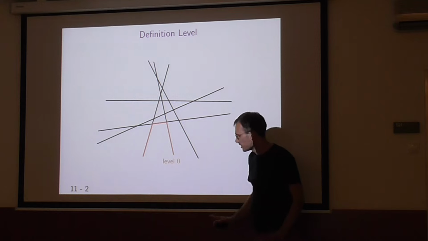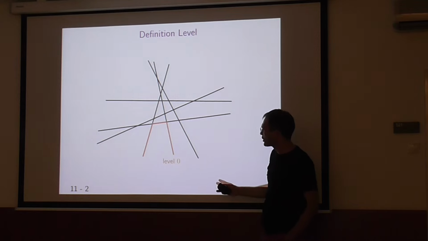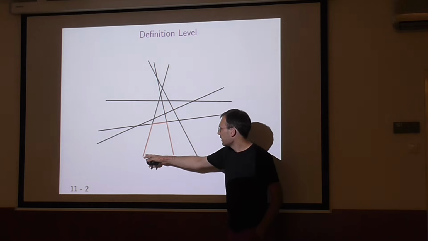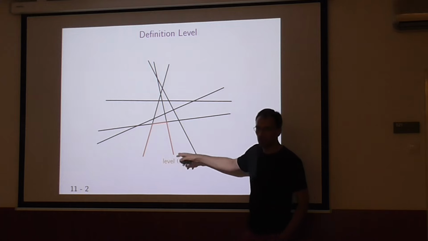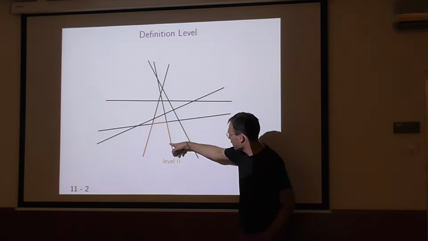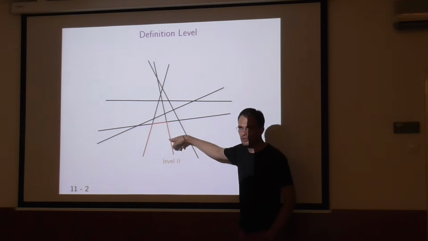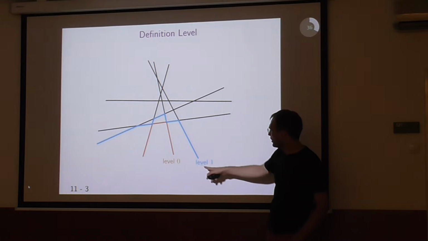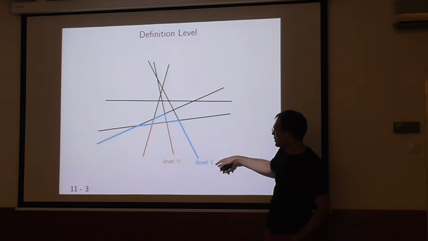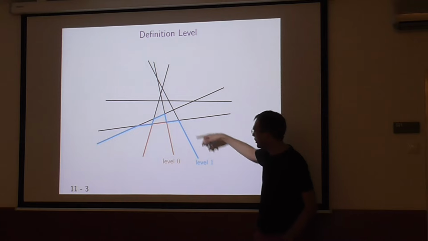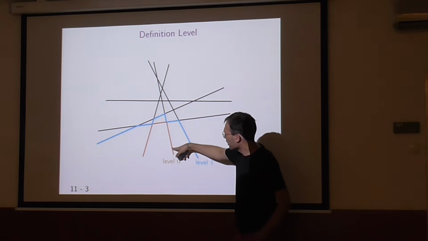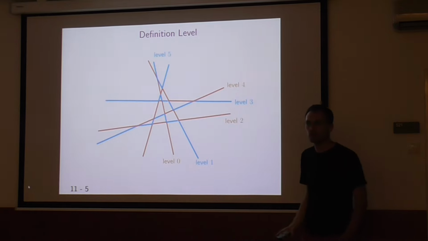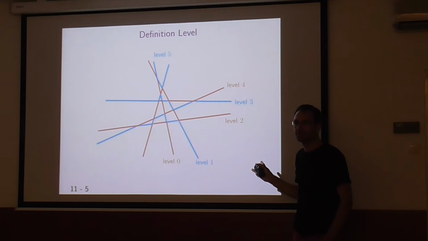Level 0 of a line arrangement are all the parts of the line arrangement such that there's no line below. For all this part, there's no line below, right? If I have this point and I shoot a ray to minus infinity, then I will hit no other line. Consequently, level 1 is the part of the line arrangement such that there's exactly one line below. If I take any point here and shoot a ray, it will hit level 0 at some point. In the same manner, levels 2, 3, 4, and 5 are defined. Is that definition clear?